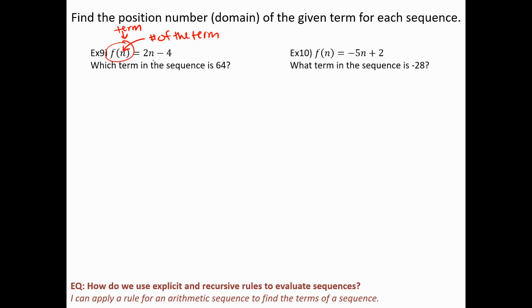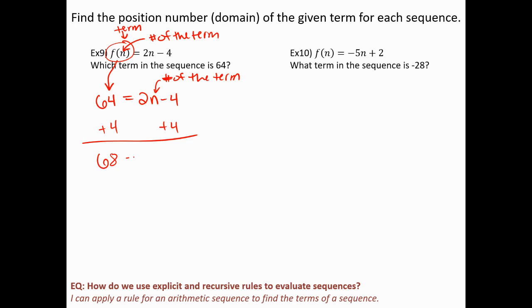So if I want to know what term in the sequence is 64, I'm going to replace the f of n with 64. And then I'm going to solve for n, which is going to tell me the number of the term. So it's a little weird the way that we write it, but this is how we find it. So if I solve this, I would start by adding 4 to both sides. So I get 68 equals 2n, then divide both sides by 2, and I get 34 equals n. So then my answer would be 64 is the 34th term.